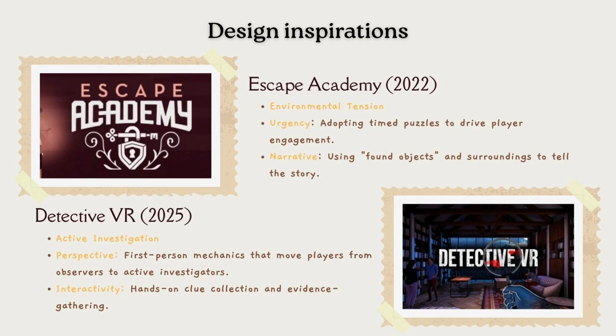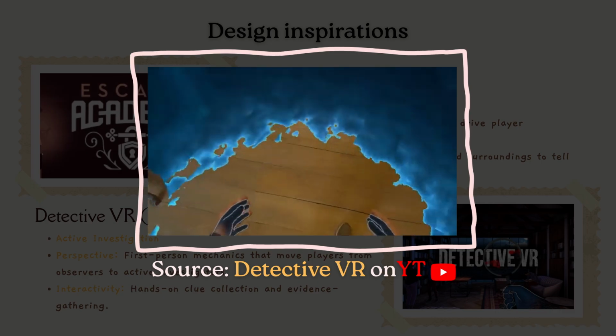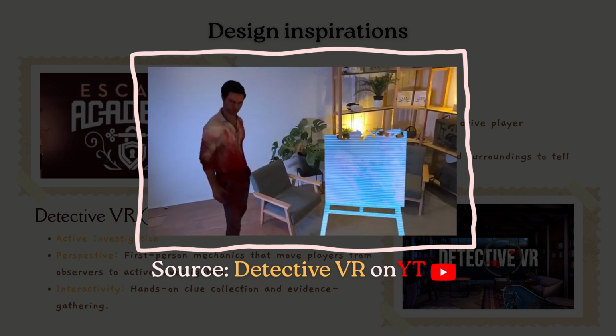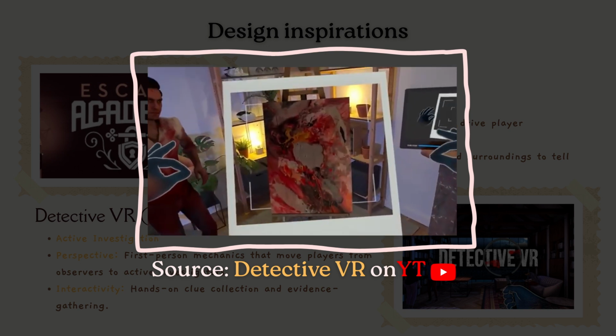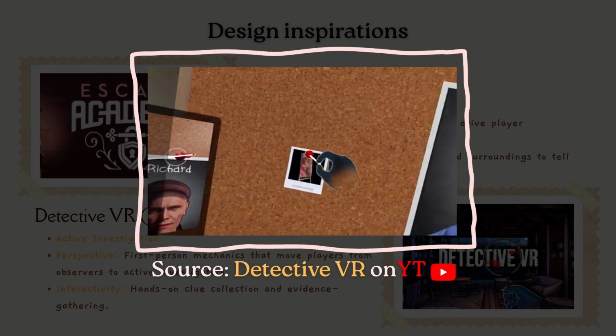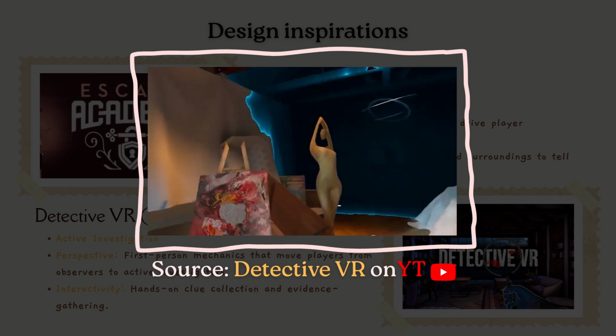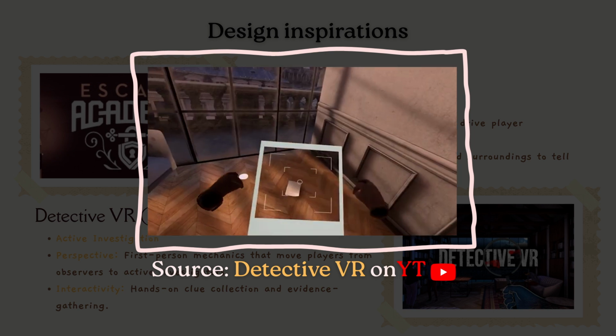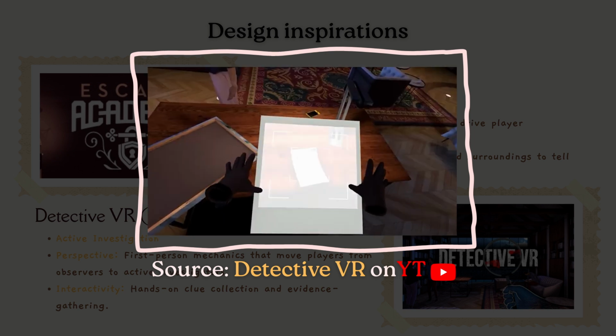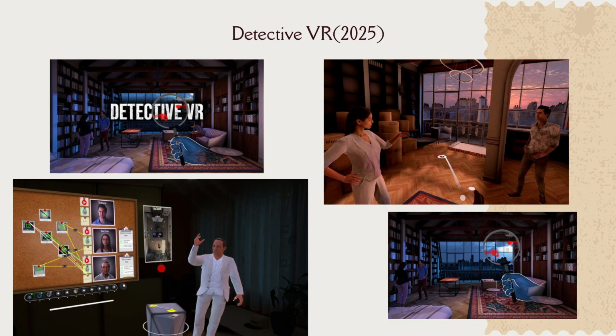Secondly, we looked at Detective VR, a game which places the player in a first-person investigative role where they must search environments in order to collect clues and piece information together to solve a case. This strongly connects to our project's core idea of playing as an assistant professor investigating a mystery, as Detective VR shows a first-person perspective and how environmental interaction can allow players to feel actively involved within the investigation as opposed to just observing it roll out.